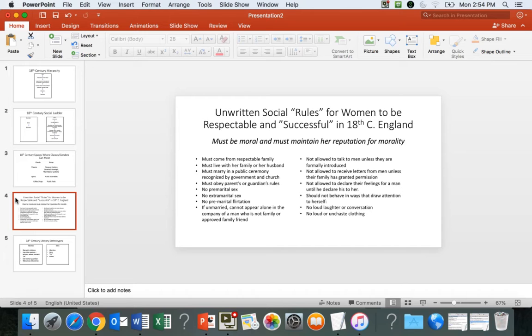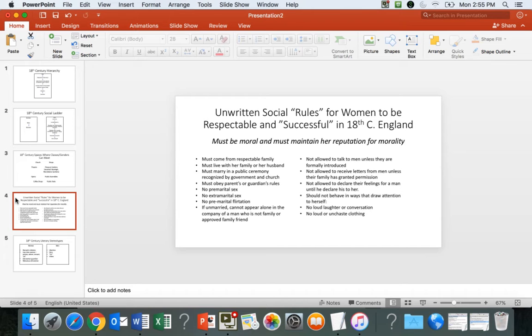Here are some big things that can impact how women get treated and also the kinds of opportunities that are available for women to have lives of stability, safety, and possibly happiness. First of all, to be successful in the 18th century as a woman, you have to come from a respectable family. You have to live with your parents or with a family member before marriage and your husband after marriage. There's no becoming roommates with a good friend or living together before marriage. Your marriage has to be recognized in a public ceremony.